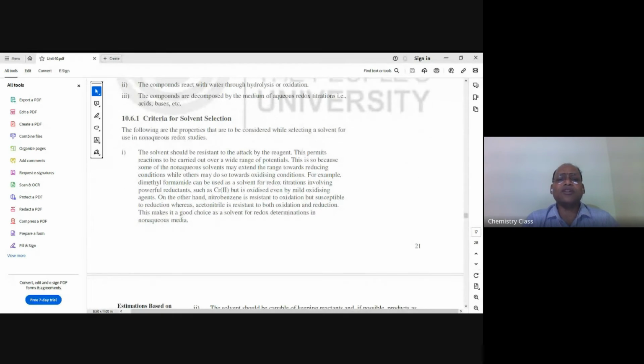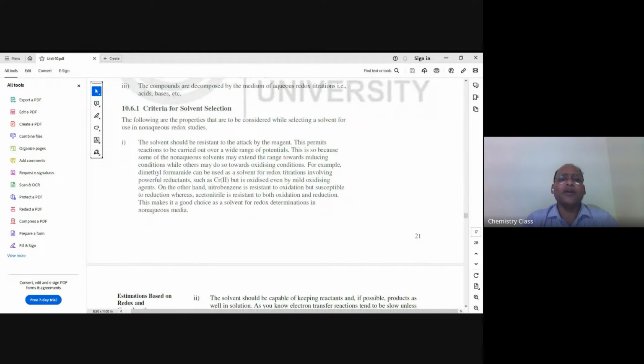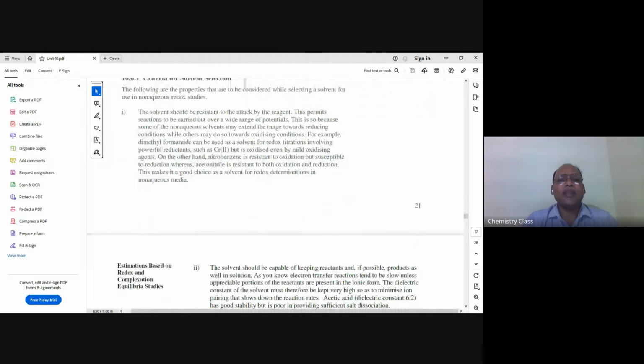So, criteria for the solvent selection. What is the solvent selection criteria? The solvent should be resistant to the attack by the reagent. That means the solvent should not be attacked by the reagent. If the attack happens, there will be a reaction, and then whatever experiment you are doing will go to a false medium.